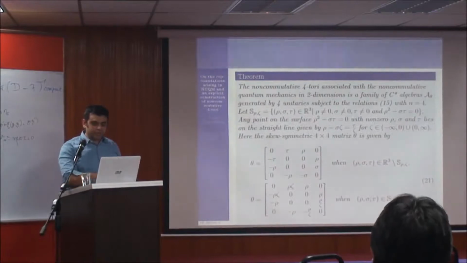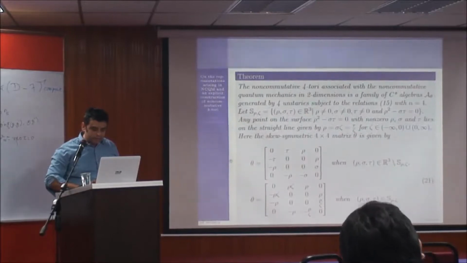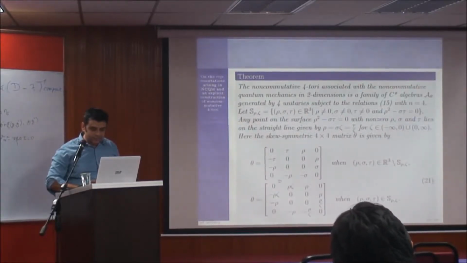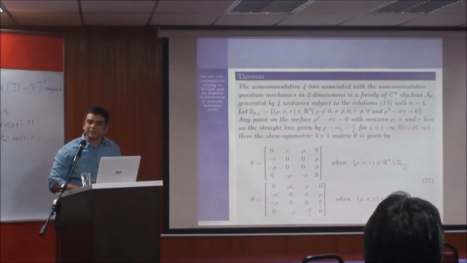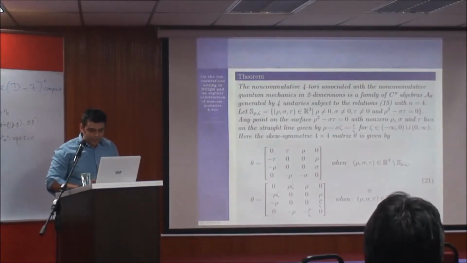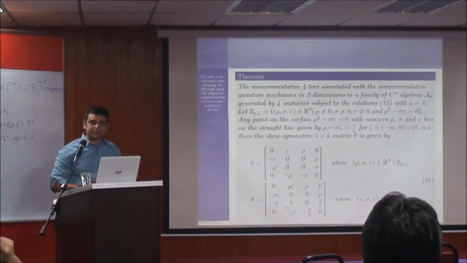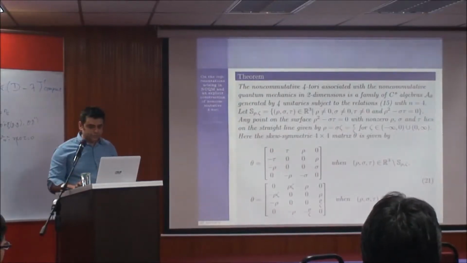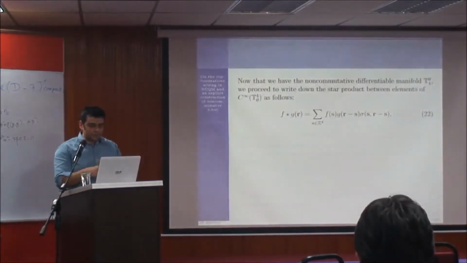So this applies as the 4x4 skew-symmetric matrix when rho sigma tau is not on the surface. The surface is parameterized by rho and zeta. Zeta is another parameter, that you can understand from here. And when it's on the surface, then theta is given by this to generate the infinite-dimensional non-commutative C-star algebra. All right, so this is the last part.